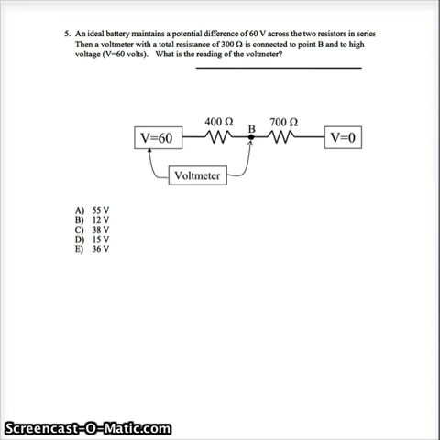To do this, we need to find the current throughout the entire circuit. And to do this, we need the total resistance, and to find the total resistance, we need the equivalent resistance of the parallel section. So the equivalent resistance of the parallel section looks like this.